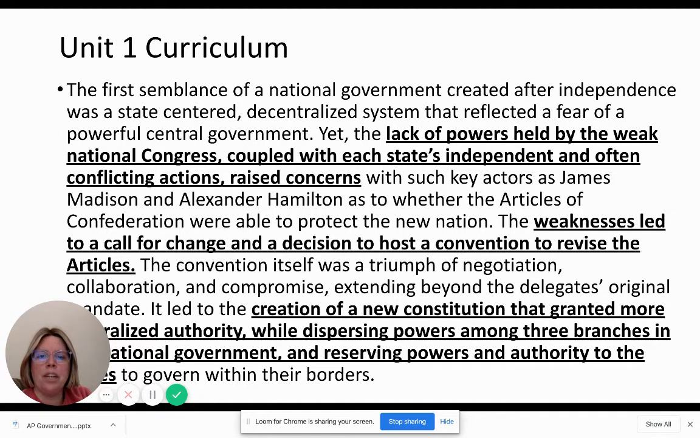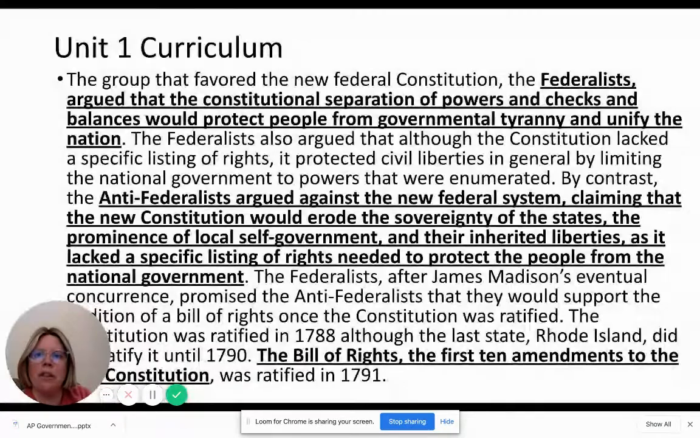It led to the creation of a new constitution that granted more centralized authority while dispersing powers among three branches in a national government and reserving powers and authority to the states to govern within their borders. So for that, basically just saying, the understanding that they created a system where they have three branches, so they separated power. Also that they put the system of federalism in where you got the state power and the federal authority, and that they each are going to have their own little areas of protection and importance and that kind of stuff.